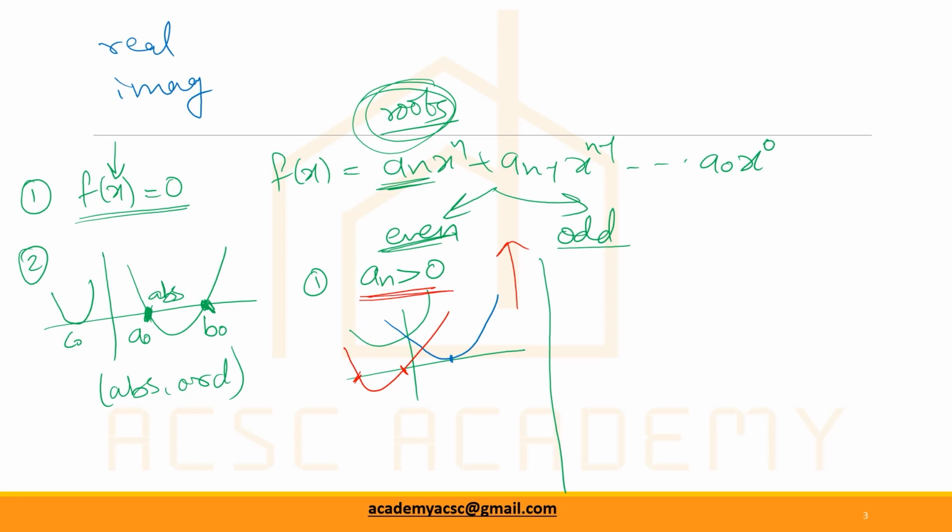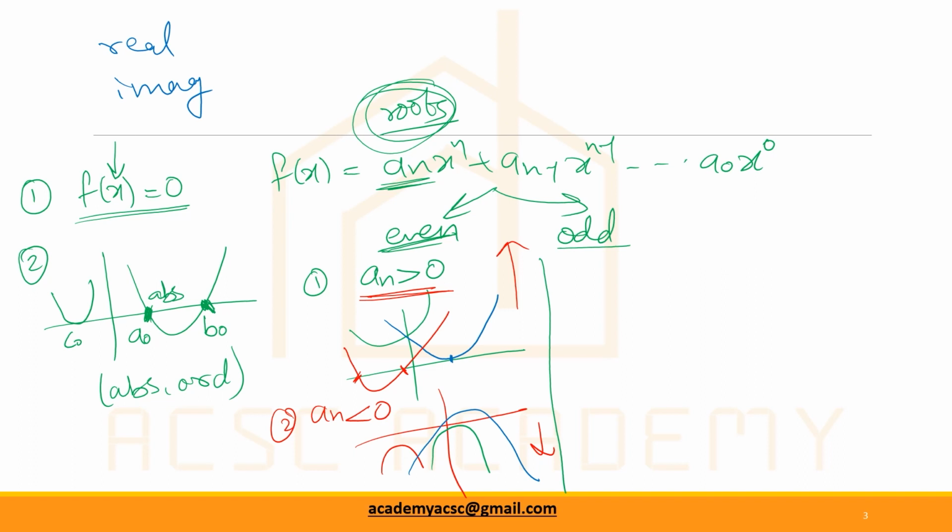In the second case, if a_n was negative, then these graphs would be the same. We would just be taking their inverse. They will be below the x-axis, like this, or with one root, with two roots. That is how they will be.